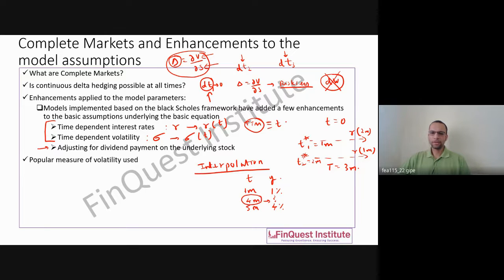So I leverage the data which I have. I have 1 month and 5 month data, and from that I try to estimate what the yield could be for the 4 month time point. And this is what we call interpolation. So is this idea okay?